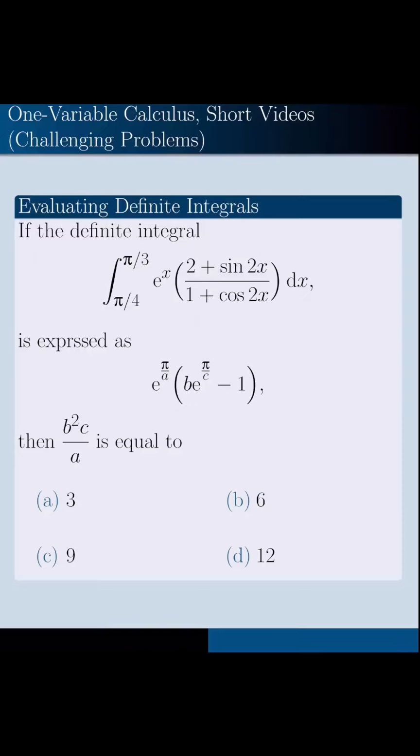Hello, in this short video we are going to investigate the following challenging problem on the topic of evaluating definite integrals. If the definite integral, as you see here, is expressed as this expression e to the power of pi over a times b e to the power of pi over c minus 1, then b squared c over a is equal to. Pause the video at this point and give it a try to see which one of the following options is the correct answer to the problem.